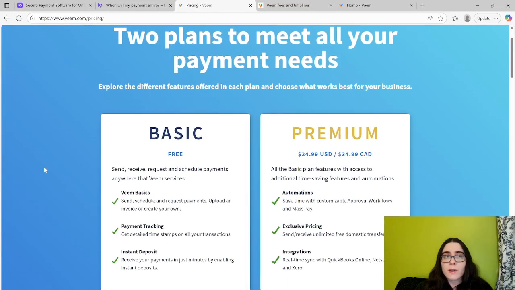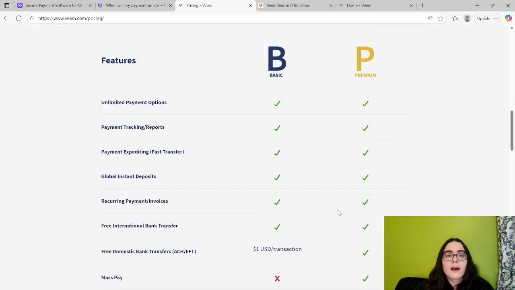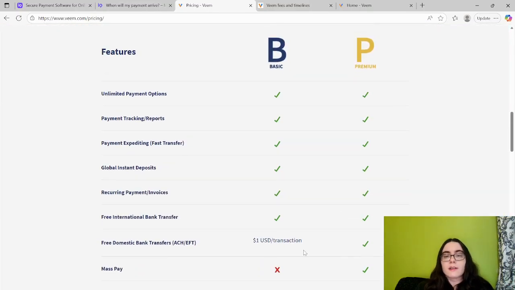There's really only 2 plans available with Veem, a lot less than Melio. The basic plan is free, and the premium plan is about $25 per month. The main thing you're going to see with the basic and premium plans is a $1 transaction fee per transaction for domestic bank transfers under the basic plan. So that could add up over time.